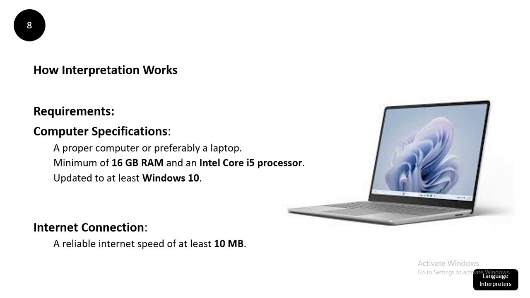Now, we come to some of the requirements. What are the requirements in order to be able to work as an online remote interpreter, from your workstation, from your house, wherever you are? The first thing that's really important is a computer. You must have a computer that's in good condition and good health. At least the computer must have 16 GB RAM, it should be at least Core i5, and an updated Windows should be installed.